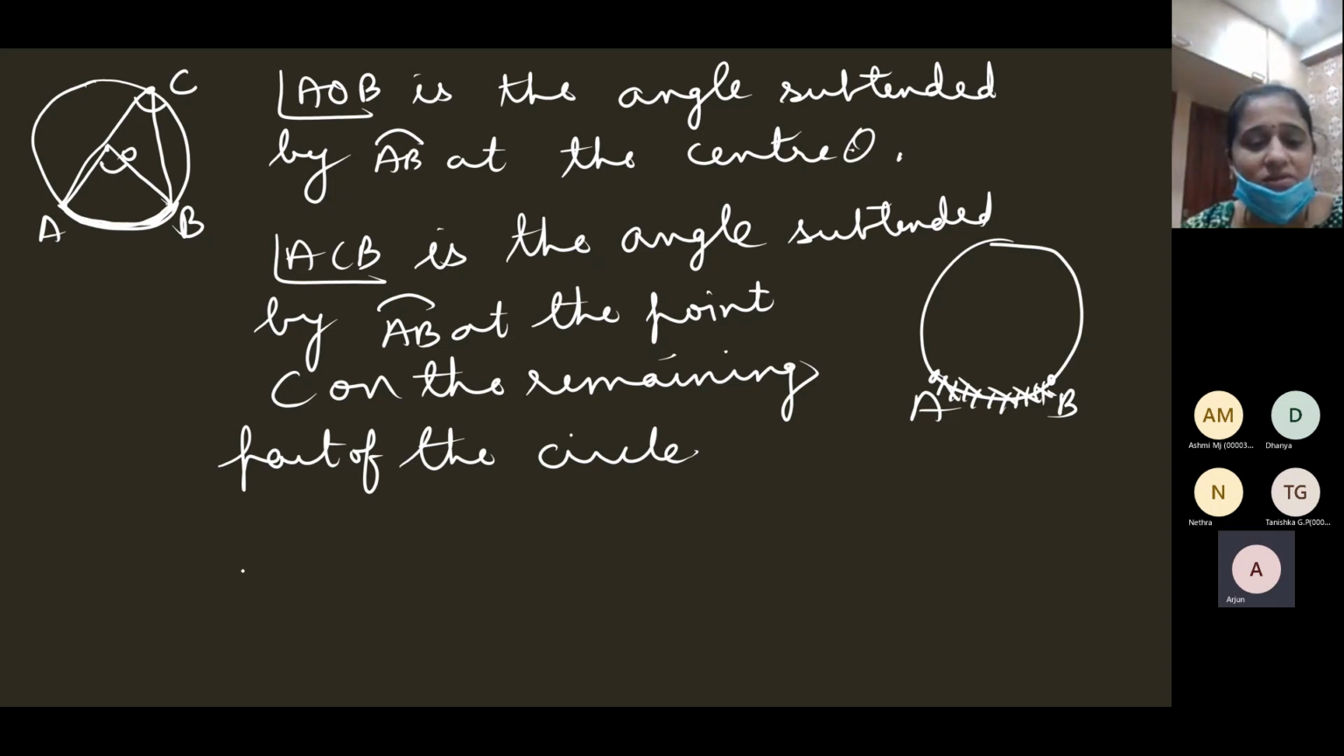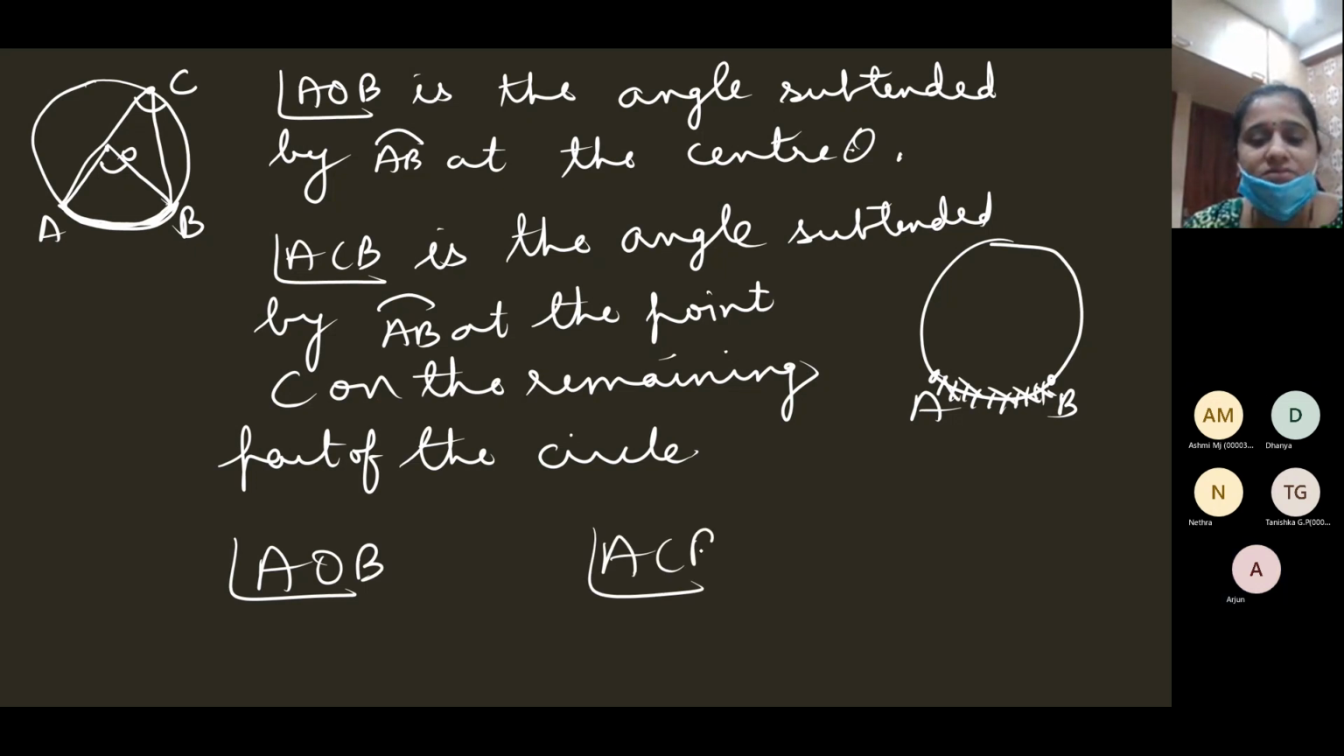You can see from the name itself. You see here, angle AOB, angle ACB. Can you make out this AB? So the arc is AB. So this angle is at the center. This angle is on the circumference.